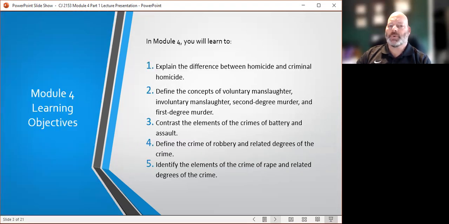So in this module, you'll learn to explain the difference between homicide and criminal homicide, define the concepts of voluntary manslaughter, involuntary manslaughter, second-degree murder, and first-degree murder, contrast the elements of the crimes of battery and assault, and define the crime of robbery and related degrees of the crime, and then finally identify the elements of the crime of rape and related degrees of the crime.